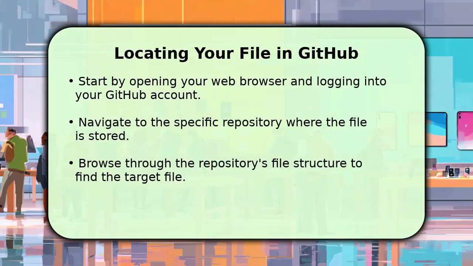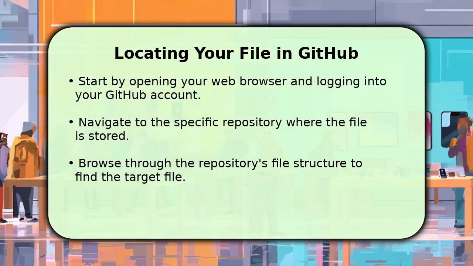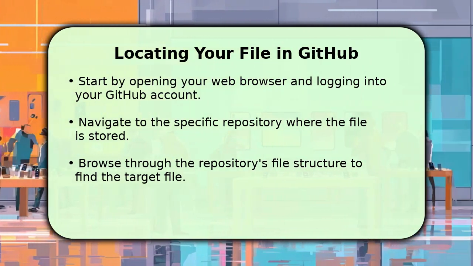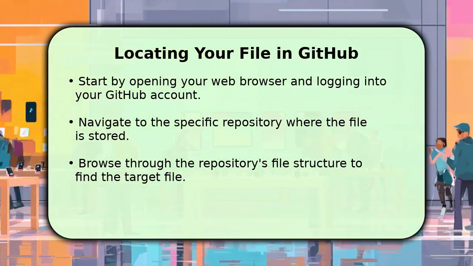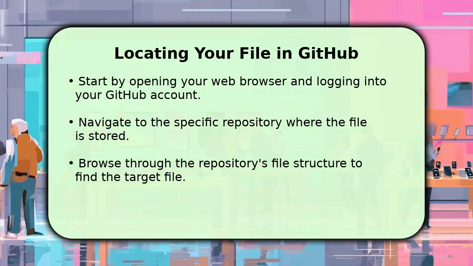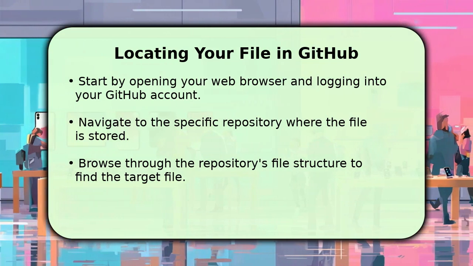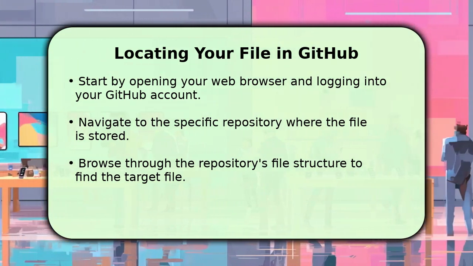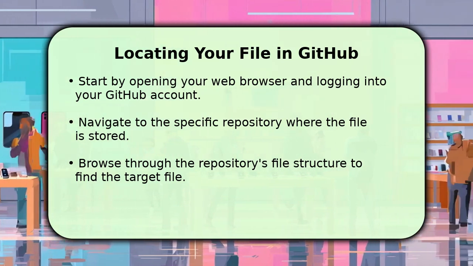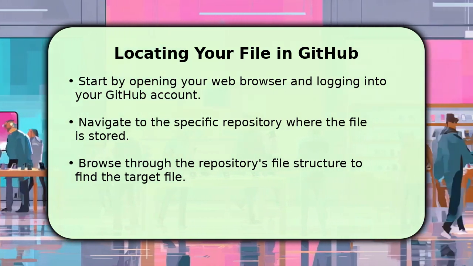Once you are logged in, simply click on the repository that contains the file you want to delete. You will then see a list of all the files and folders within that repository. Carefully browse through this list, or use the search bar if your repository contains hundreds of files to pinpoint the exact file. Ensure you are selecting the correct file before proceeding to the next step.